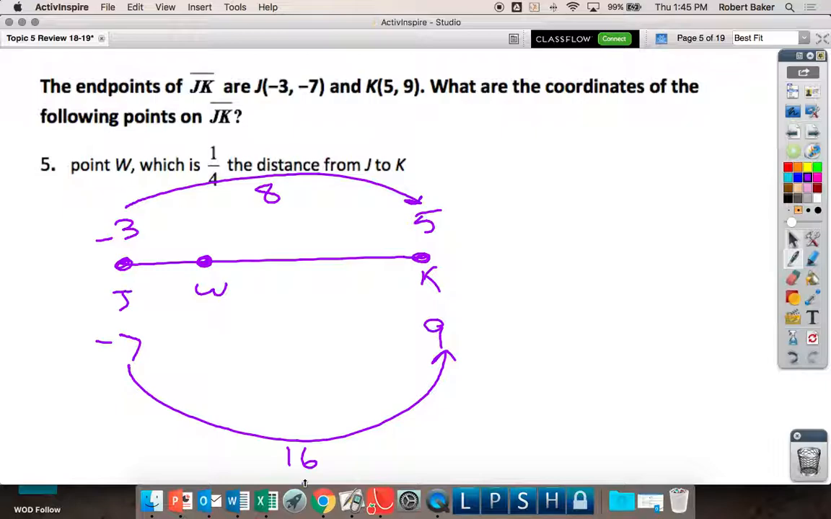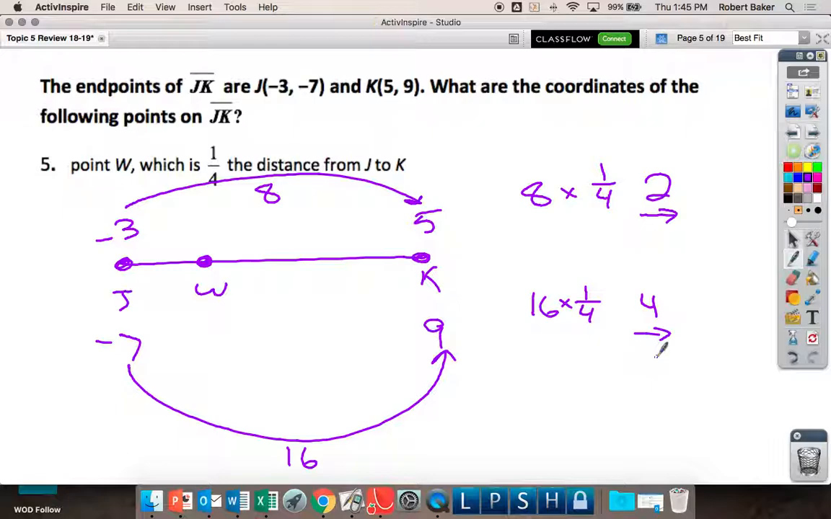So I need to find 1/4 of 8. 8 times 1/4. And I want to travel 1/4 of the bottom. 16 times 1/4. So what is 8 times 1/4? 2. I want to go 2 units on top. What is 16 times 1/4? 4. I want to go 4 units on the bottom.